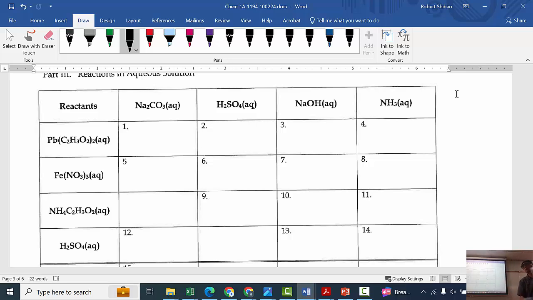And again, we get another white precipitate here. Does adding the base have the same effect as the acid? Yeah, it depends.